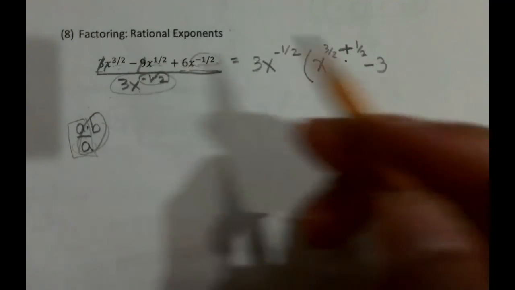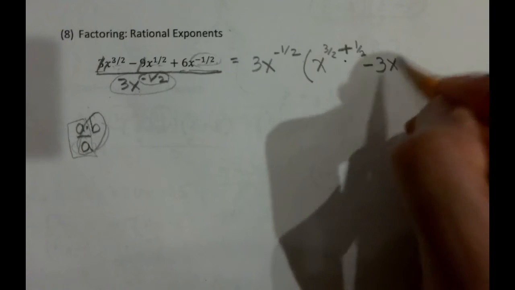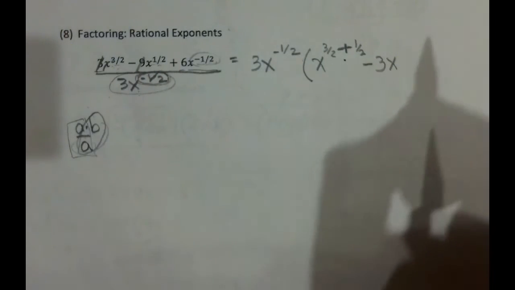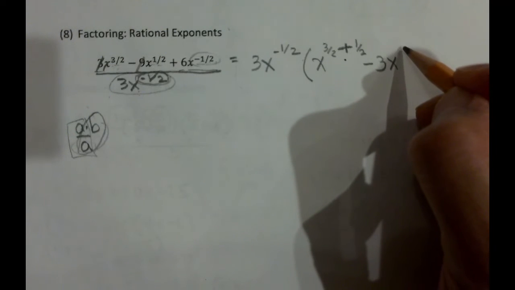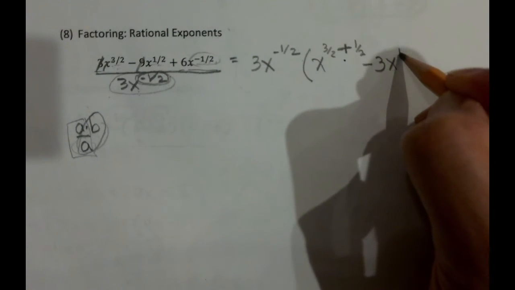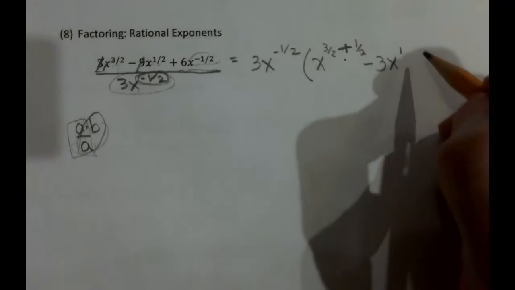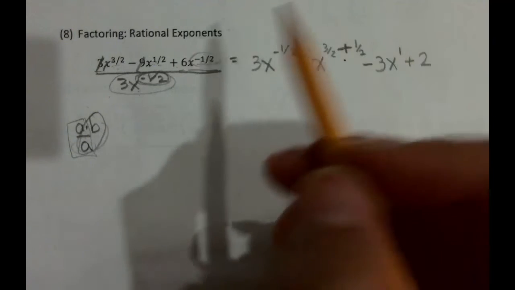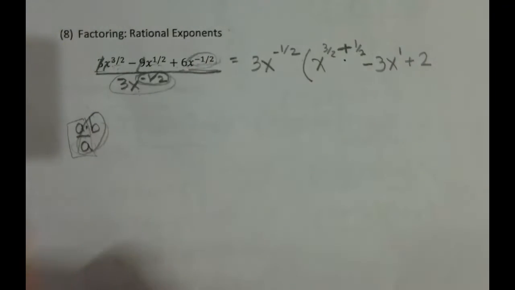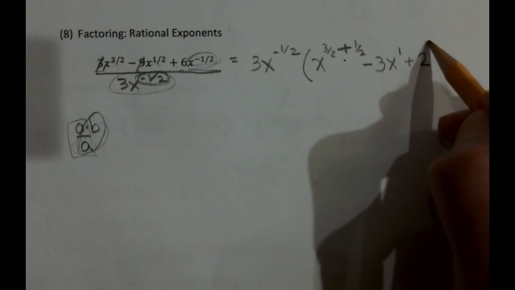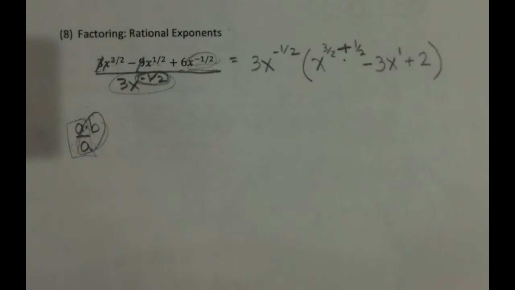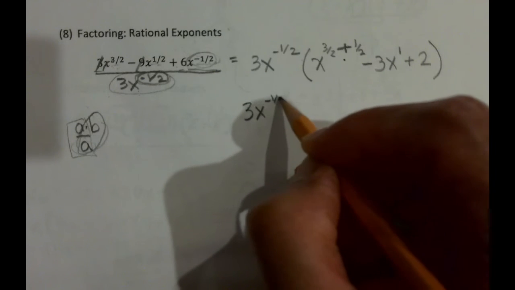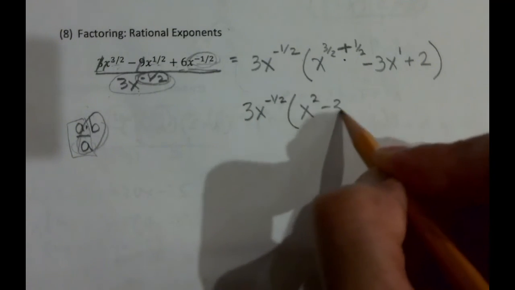x to the 1/2 minus negative 1/2. Remember, I'm subtracting because this is on the bottom, it's being divided. So 1/2 plus 1/2 is 1. I'm going to actually do that sum here. And then plus 6/3, or plus 2. And of course, since I divided out x to the negative 1/2, that is going to be x to the 0, or 1. Let me just rewrite this whole thing: 3 times x to the negative 1/2, times x squared minus 3x plus 2.